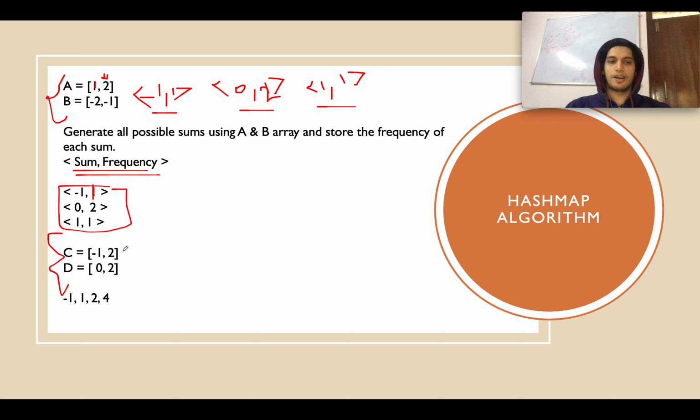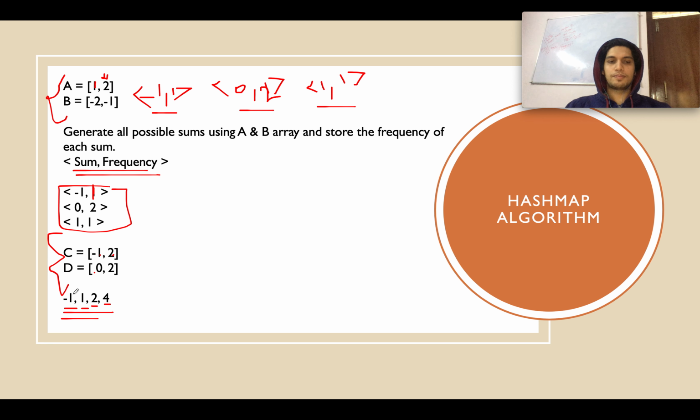So let's try out and find all the possible sums using the order of n square algorithm, two loops. So minus 1 plus 0 is minus 1, so you get minus 1, and then minus 1 plus 2 is 1, then 2 plus 0 is 2, 2 plus 2 is 4. So these are the four possible sums out of C and D.